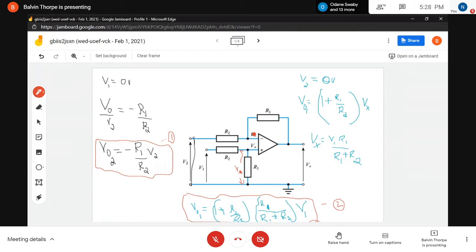Okay? Now, how does it work? You're applying signals to both inputs, and what you want to do is see what your output voltage is based on the input voltages that you're applying. Let me go back to this. Let me just do this.